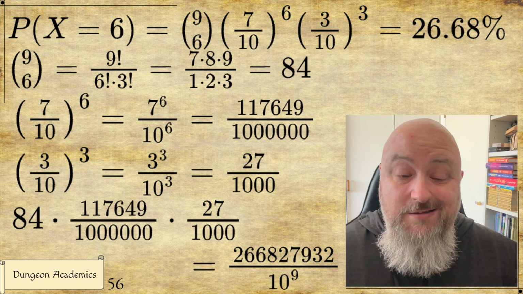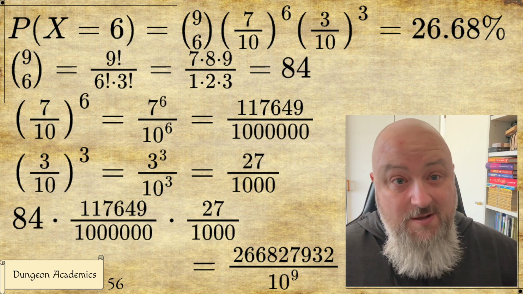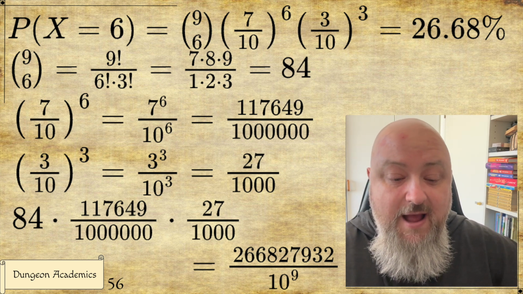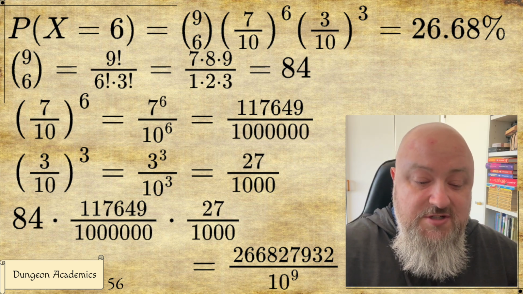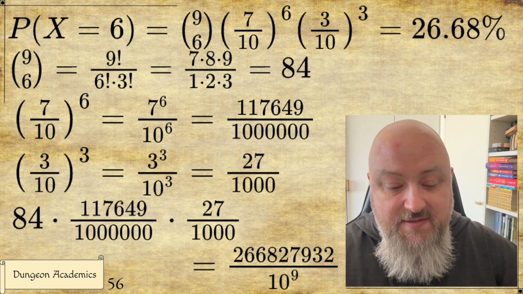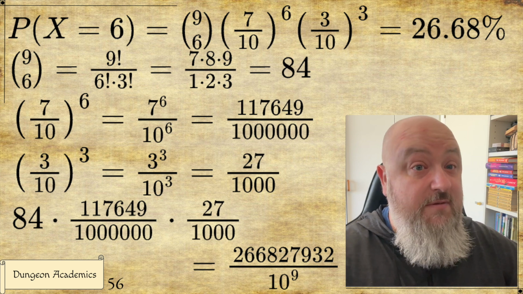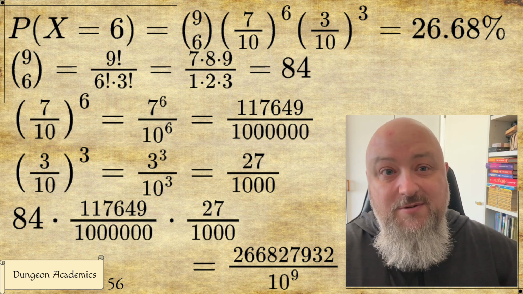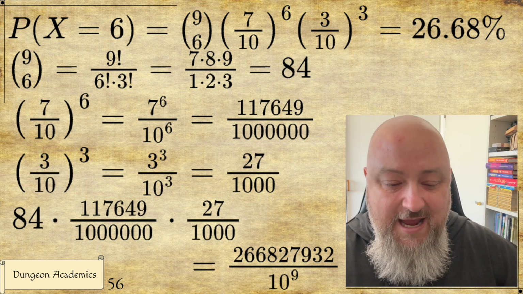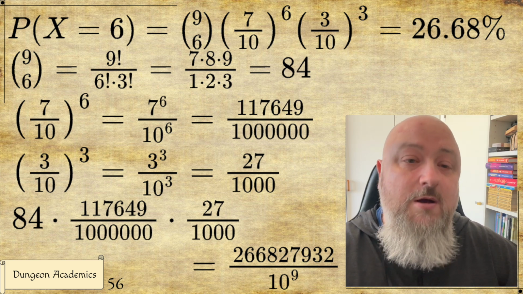Now, those are quite large numbers. I definitely multiplied these together with a calculator, and I got 266,827,932 out of a billion. And that's about 26.68%. So pretty close.